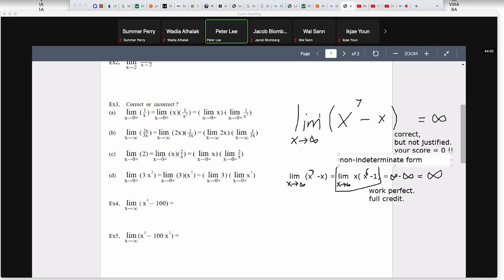That is what I will be looking for. So in any kind of limit problem, I need to see that non-indeterminate form. I need to see that. In the non-indeterminate form, there could be a result. Later on, when we get to chapter 2 and 3, we will be learning many of these theorems.